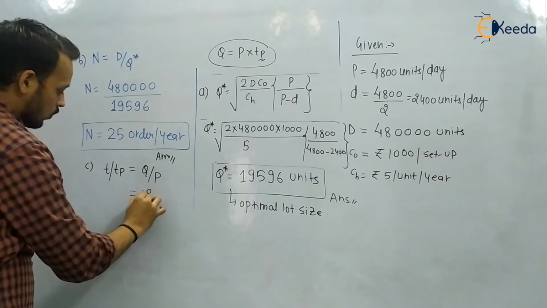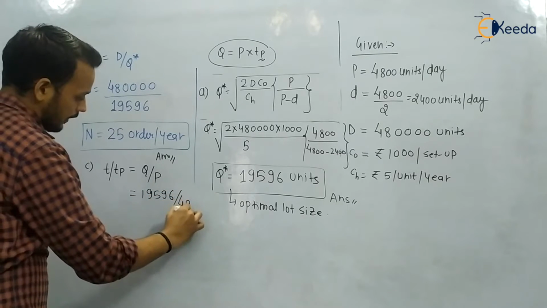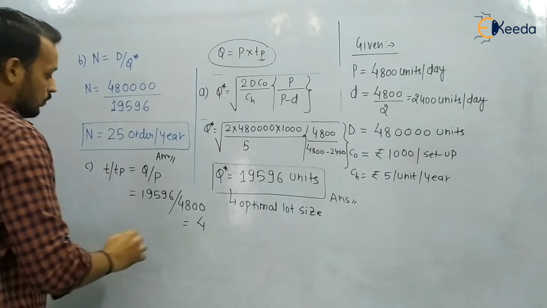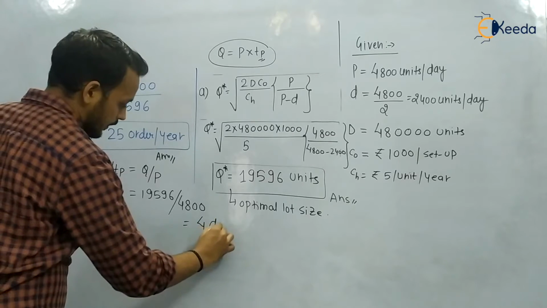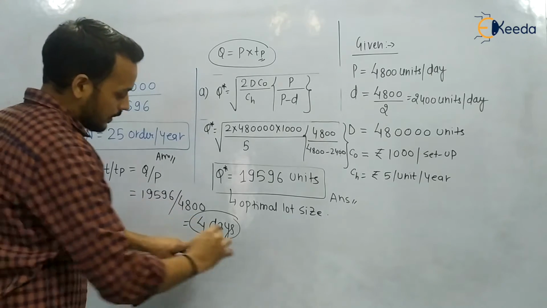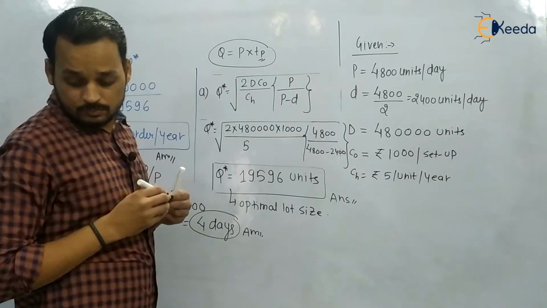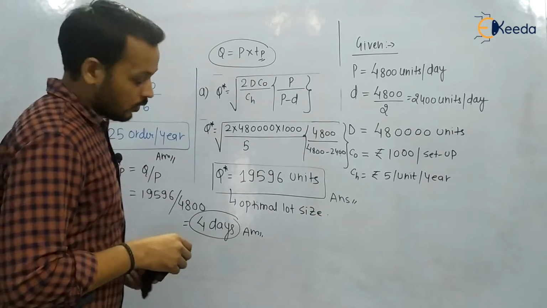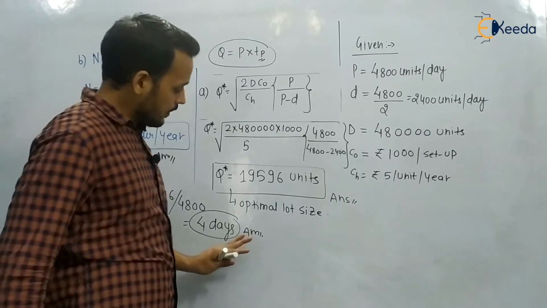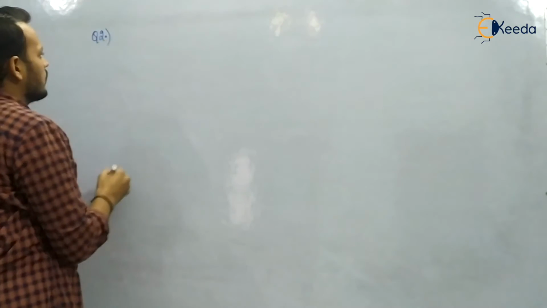So Q is 19596 divided by P, which is 4800. So from here we will get approximately 4 days. Okay, because production is in units per day, so we will get the answer 4 days. So this is your final answer, 4 days. So we have solved the first question. Now we will take the second question. Now question number 2.